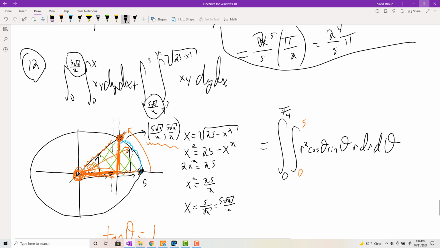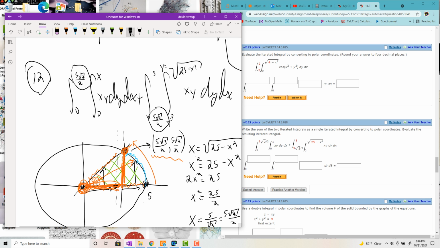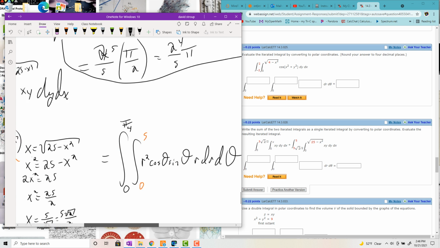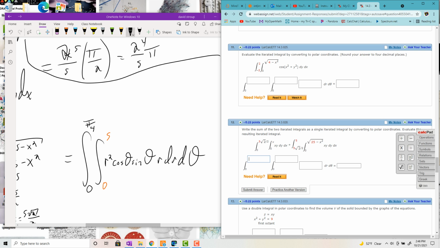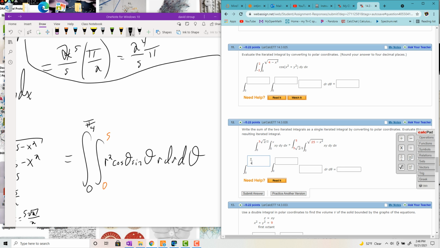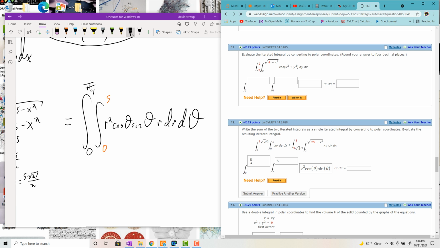Okay, and that's 90% of the battle, right? So let's make sure we got it correctly set up. So pi over 4, 5. And then this is r cubed eventually. I multiply in the other stuff. Cosine theta, sine of theta. Okay, let's make sure that's right, and then we'll integrate it.